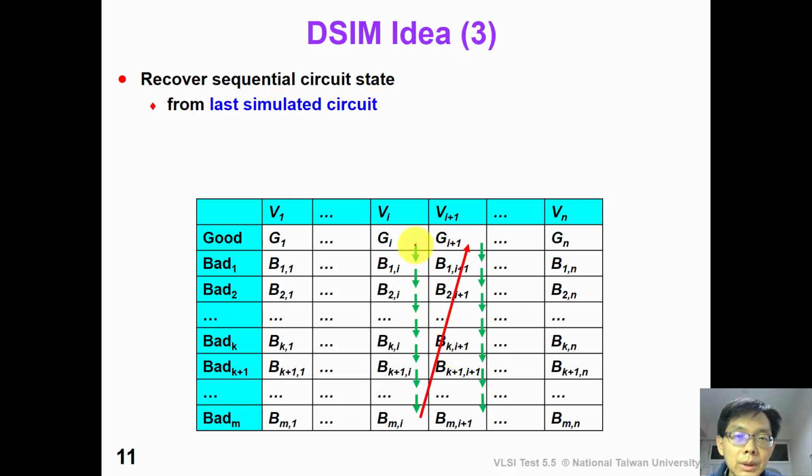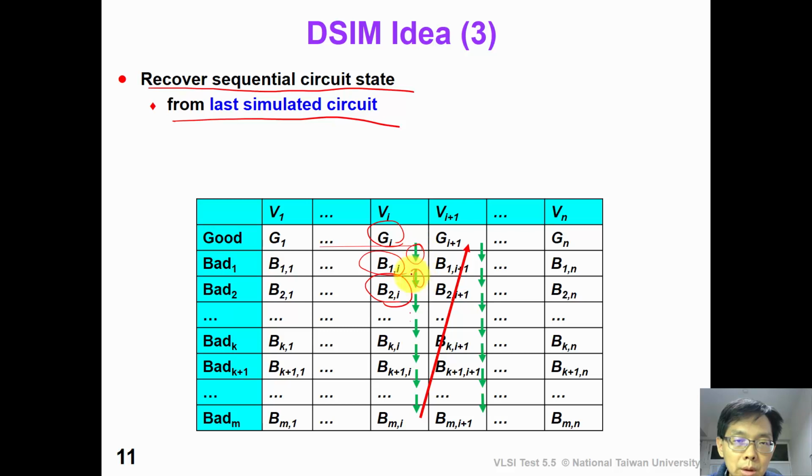In this figure, we can see that we always recover the sequential circuit state from the last simulated circuit. For example, we recover state B1i from good circuit Gi, and we also recover B2i from the state of B1i.